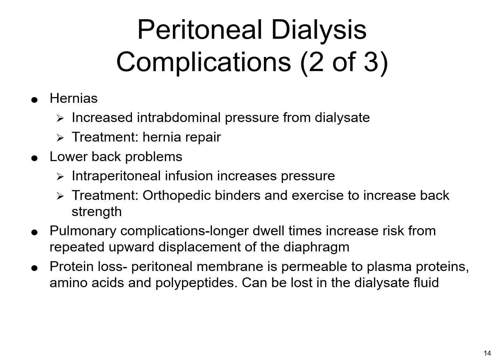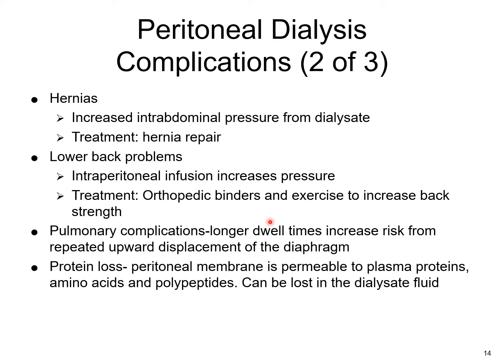They can get lower back problems, and this is from the intraperitoneal infusion increasing pressure. For this they can give orthopedic binders. So this is for the back. The back is a problem. They can give orthopedic binders, and they can do some exercises to basically increase their back strength.